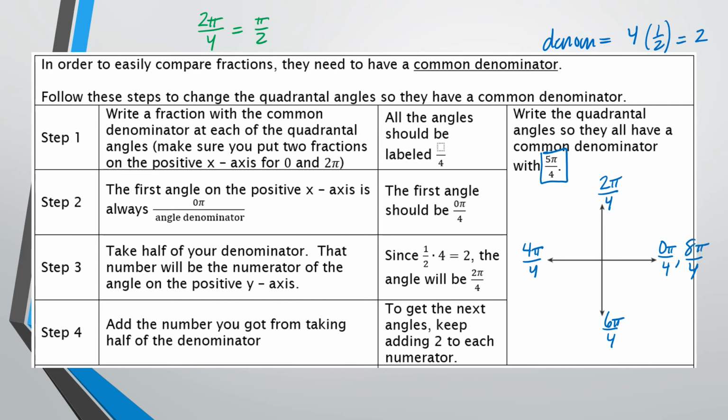So now I have all my quadrantal angles in radians, but now I can compare them with my 5 pi over 4 because they all have the same denominator. So now I can see 5 pi, that's all I'm really paying attention to is my numerators now. 5 pi is in between 4 pi and 6 pi, and it's exactly in the middle. So now I know this is where my angle would go. Okay, and it's rotating counterclockwise because it's positive. So really the hard part is figuring out how to get all your denominators to be the same. Once you get that part done, it's really not as bad as it looks.